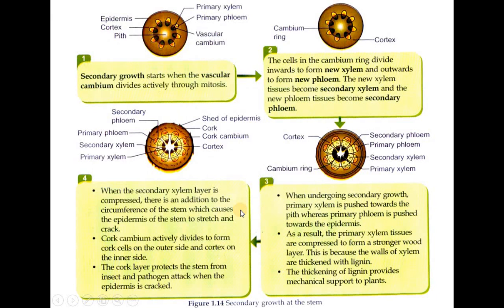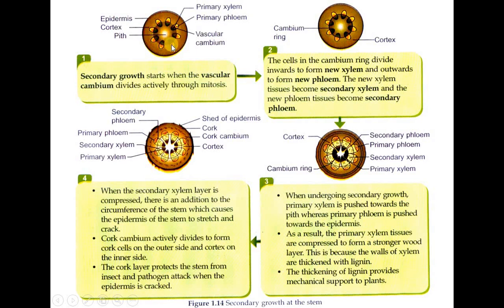Okay, so this is the sequence of how secondary growth occurs in the stem. First, secondary growth starts when the vascular cambium divides actively through mitosis. As we can see here, this is the cross section of a stem. At the center is the pith, then the ring here refers to the vascular cambium, and this is the vascular bundle.